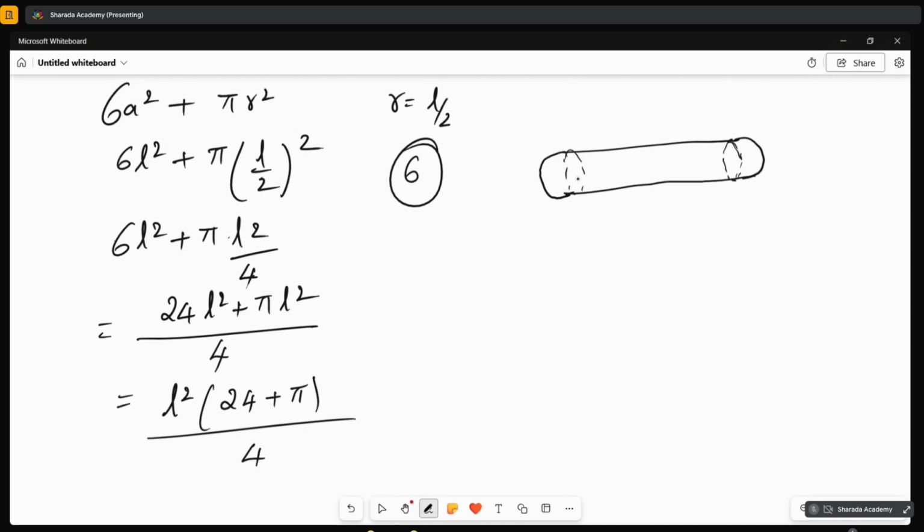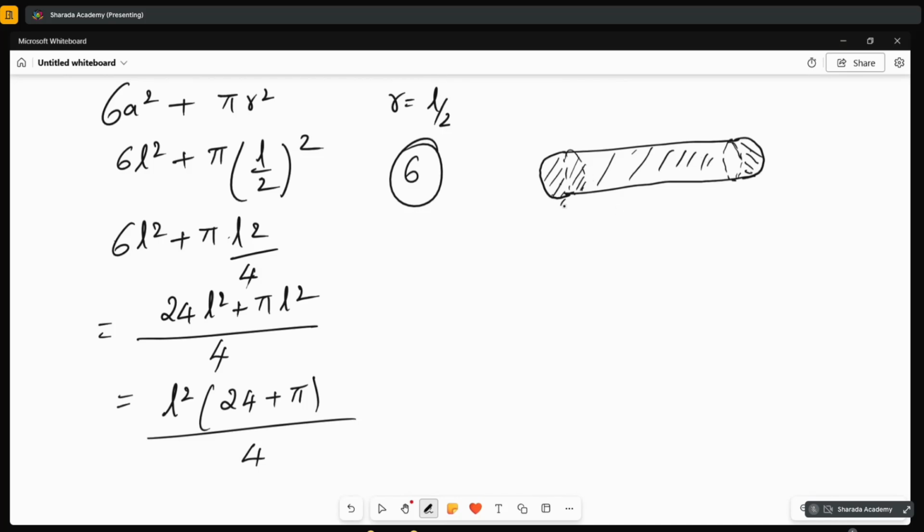Okay, so this is one hemisphere, this is also one hemisphere, and this in between portion is a cylinder. So this is one CSA portion, this is another CSA, and this is one cylinder. All the three I have to paint from outside. That means all I am adding. Why are we not taking TSA here? Because inside the circle we are not painting, because everything is hollow inside.